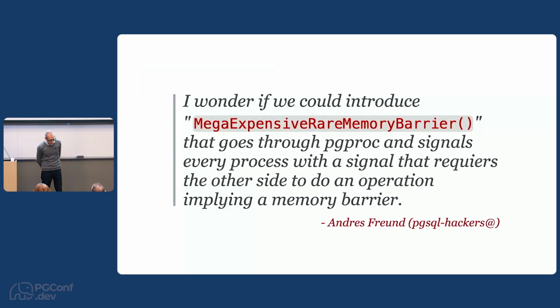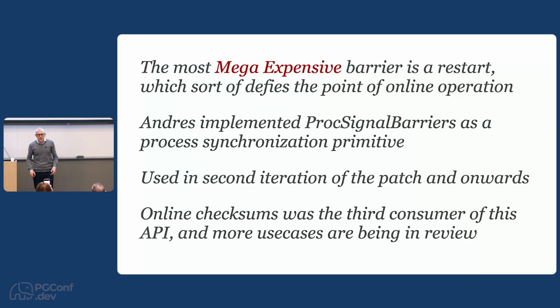Right. And in that thread, Andres posed the hypothetical question, I wonder if we could introduce a mega expensive rare memory barrier to essentially go through PGProc and signal every process that they require a memory barrier. And that's a key piece of this puzzle, right? Because obviously the most mega expensive barrier is a restart. But that defies the whole point of an online operation. Sure, it's not offline, but it's also not online if you need to restart. So obviously that wasn't good enough.